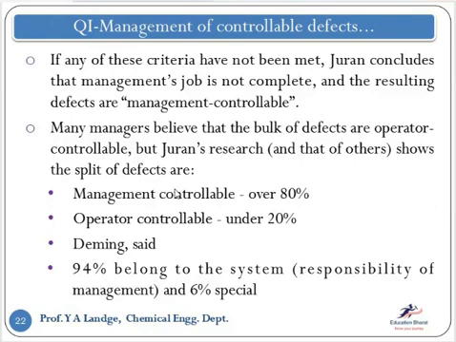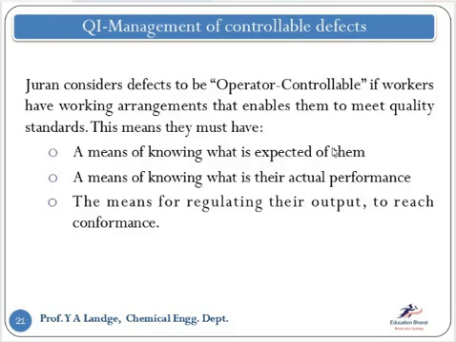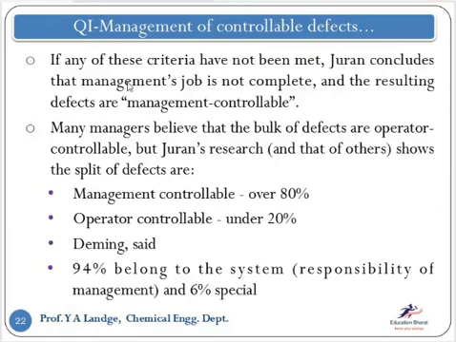The next point, within 2 minutes I will complete that part. That is, if any of these criteria have not been met, then the jury concludes that the management job is not complete, and the resulting defects are management controllable. It means if we don't know what is expected from them, if we don't know how to do their actual performance, and this is the problem with your industry, with your organization, then it is the defect of management, and management needs to control it.